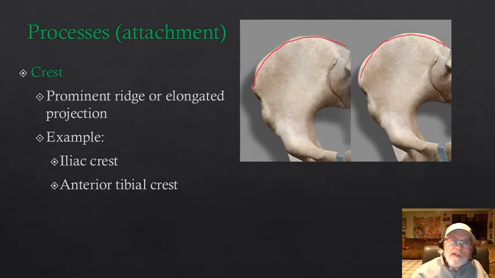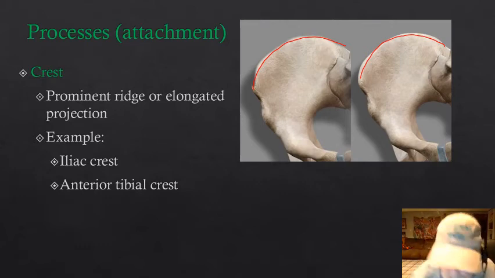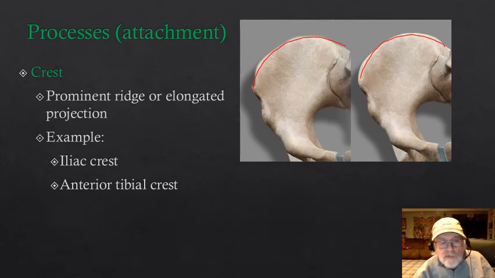Crest. A crest is a prominent ridge or a long projection. If you feel the front of your shin, there's a very sharp piece of bone right down the front of the shin, and that's called the anterior tibial crest, because that's the tibia. But this is that ridge.